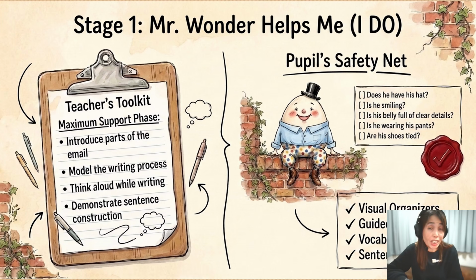We now enter stage 1. Mr. Wonder helps me, or the I do stage. Here the teacher provides maximum support and makes the invisible thinking process visible. I introduce the parts of the email, model how the writing develops, think aloud while choosing ideas, and demonstrate sentence construction. Visual organizers, guided templates, vocabulary banks, and sentence structures form the pupils' safety net.